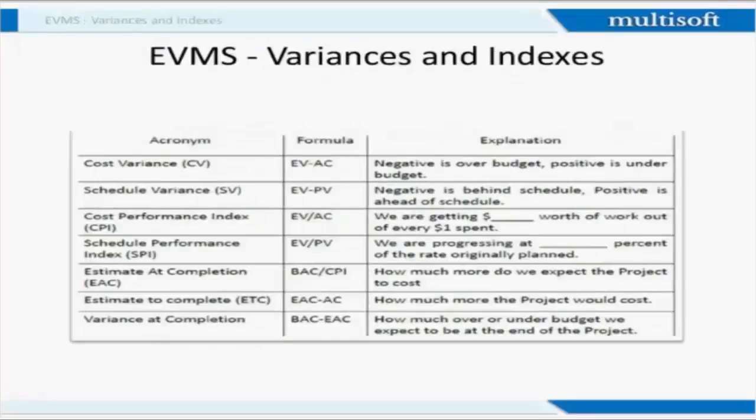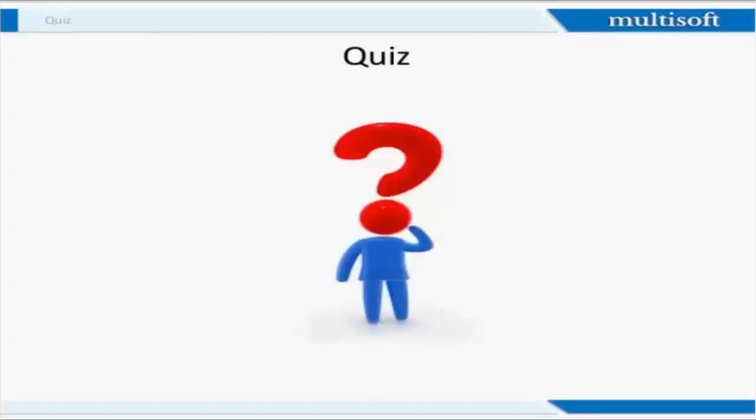So my cost variance, CV, is EV minus AC. Schedule variance is EV minus PV. Cost performance index is EV divided by AC. And schedule performance index is EV divided by PV. Then estimate at completion is budget at completion divided by CPI. All this we have already done, so I'm just reading it out for you. Any questions? So far so good. Okay, so let's do some questions.